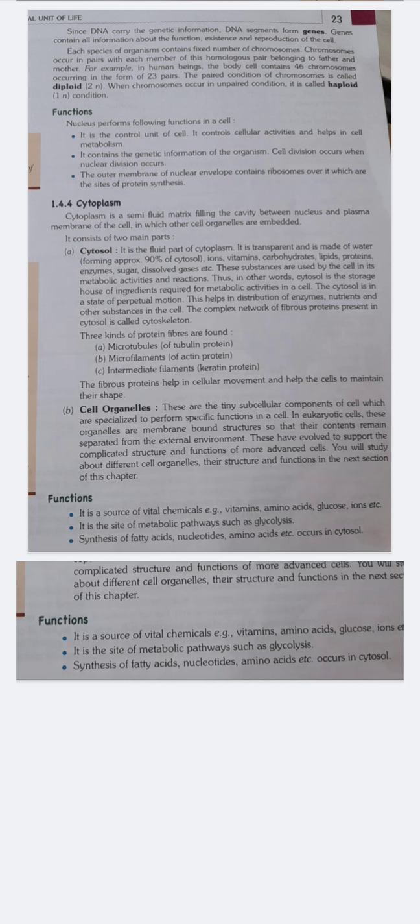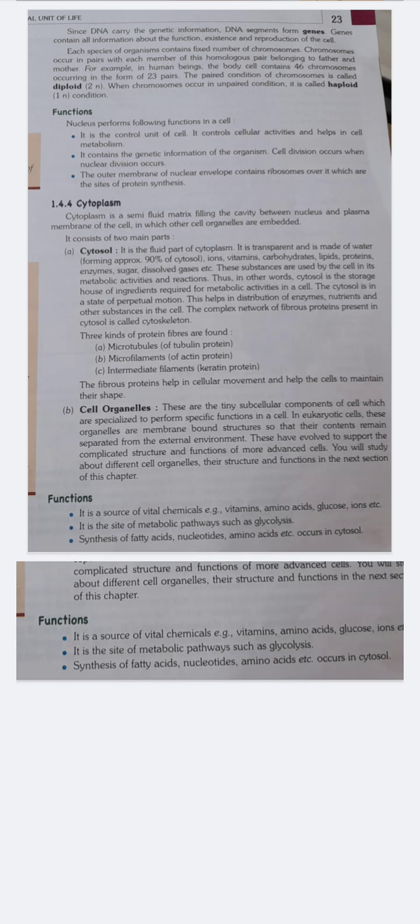Next are the cell organelles. They are the tiny subcellular components of the cell which are specialized to perform specific functions of the cell. In eukaryotes, membrane-bound cell organelles are present, which separate them from the external environment. They support the complicated structure and function of the advanced cell. We will discuss all the cell organelles in this chapter. Which are the cell organelles? They are the endoplasmic reticulum, ribosomes, Golgi apparatus, lysosomes, chloroplast, chromoplast, etc.